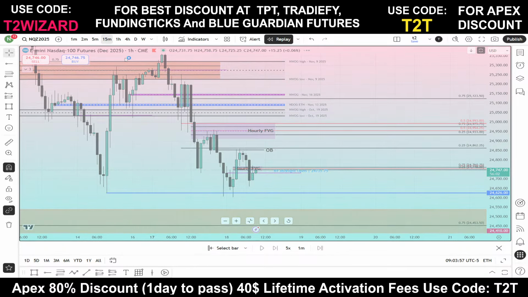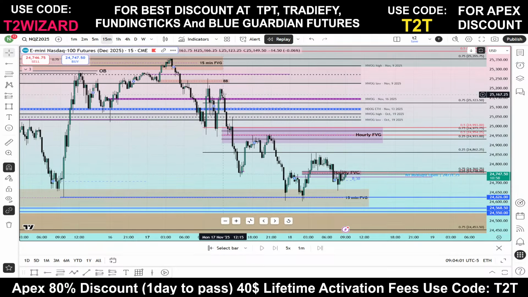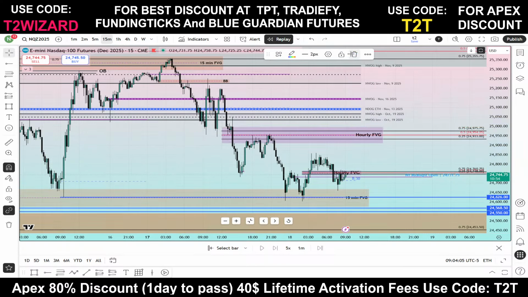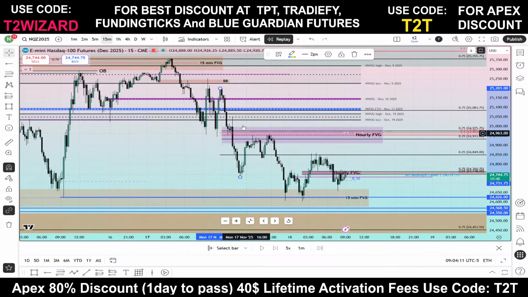Why I'm showing you the hourly chart: because the 15-minute chart is the same thing. If you go to the 15-minute chart from here to here, it's going to be the same thing. You can go for that if you want, I don't have any problem, but the hourly chart was more beautiful to me. That's why I'm showing you the hourly chart.